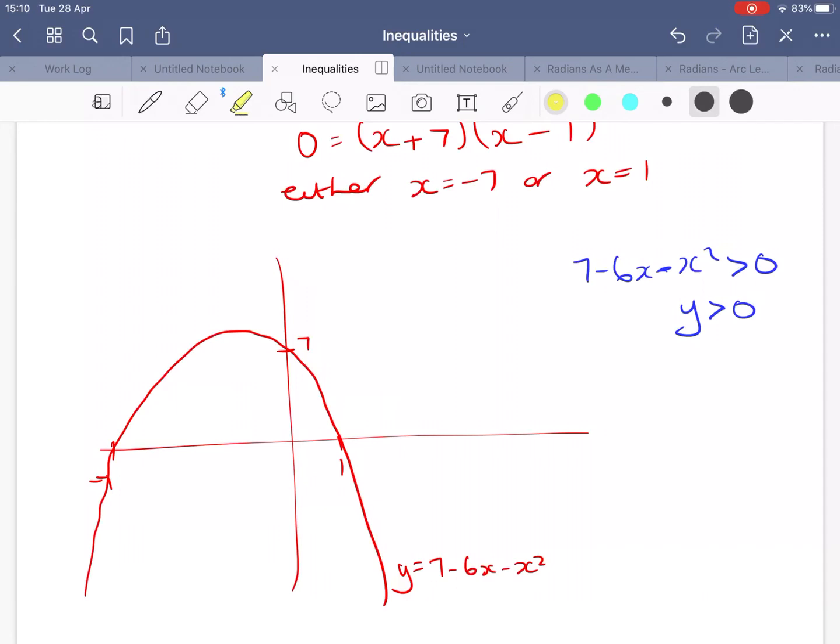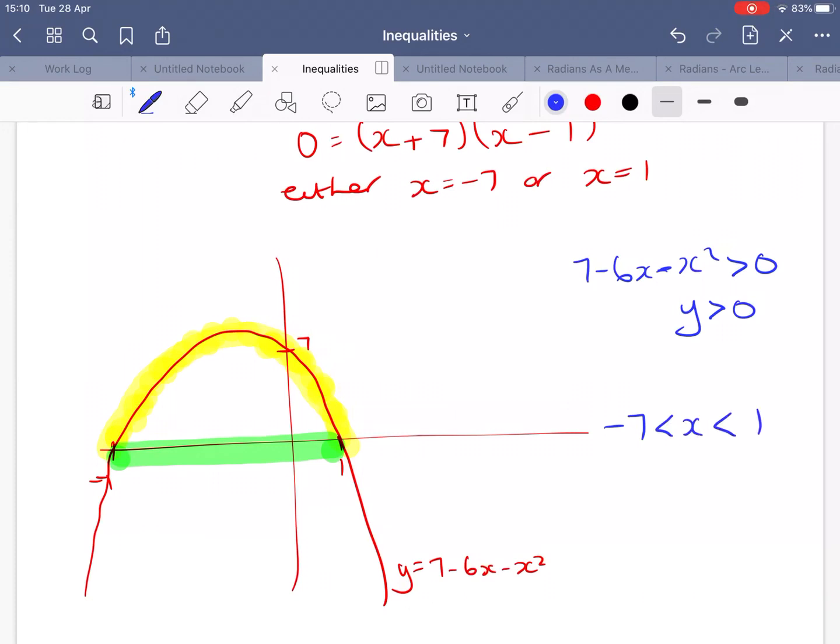So again, getting my highlighter out, it's all these points up here, all the points where the y is greater than 0, so the y is in the positive half of the axis, it's above the x-axis. So my range of values are these values of x going between -7 and 1. And because we're going between two values, we write it as -7 is less than x is less than 1.